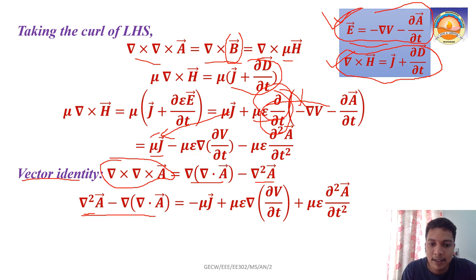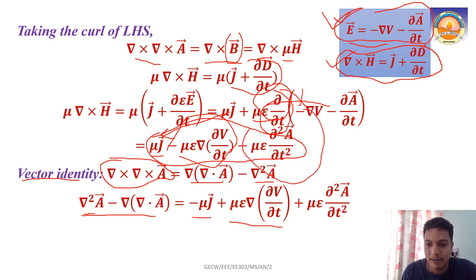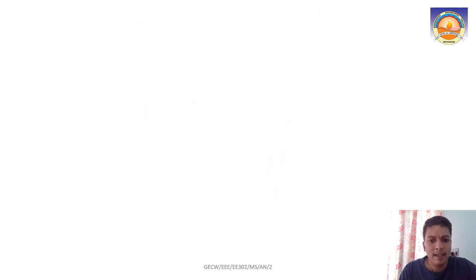Similarly, the other side is what? This is mu J minus mu epsilon, this term. So that also needs to be multiplied by minus 1. So it will become minus mu J. The negative term here will become positive. So it will become mu epsilon del of dou V by dou T. Similarly, here also the negative term will become positive, plus mu epsilon dou square A by dou T square. This is our del square A minus del of del dot A equation. Right. Now let us take it forward.